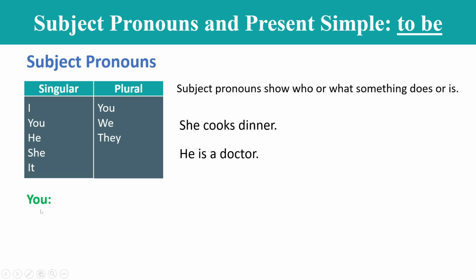Let's see the examples. You are a good friend, Tom. In this example, the subject pronoun you refers to Tom, which is one person, which is singular. The next example, you are good friends, Tom and Sarah. In this sentence, the subject pronoun you refers to both Tom and Sarah. So here, you is a plural subject pronoun.